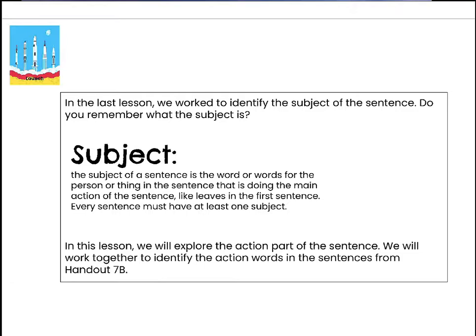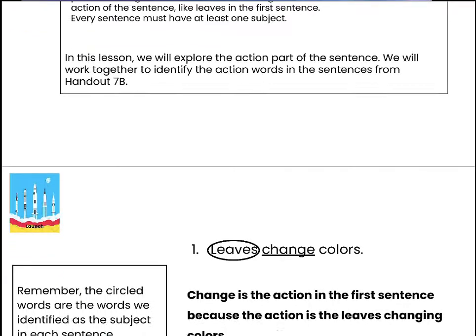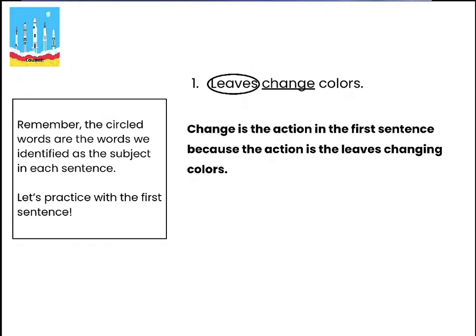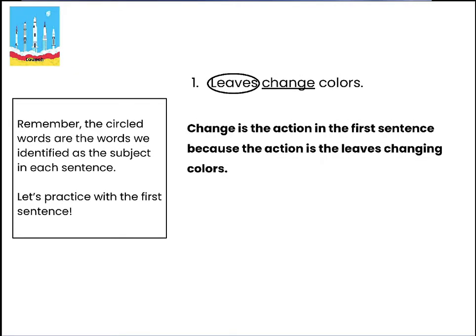In this lesson, we will explore the action part of the sentence. We will work together to identify the action words in the sentences from handout 7B. Remember, the circled words are the words we identified as the subject in each sentence. If you don't have any words circled yet on this page, I want you to pause this video and complete the video for deep dive number 7 before doing this one.